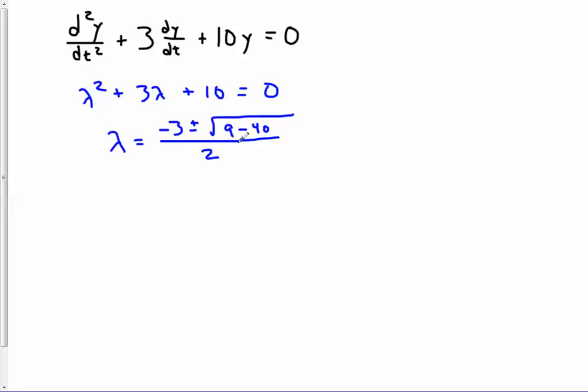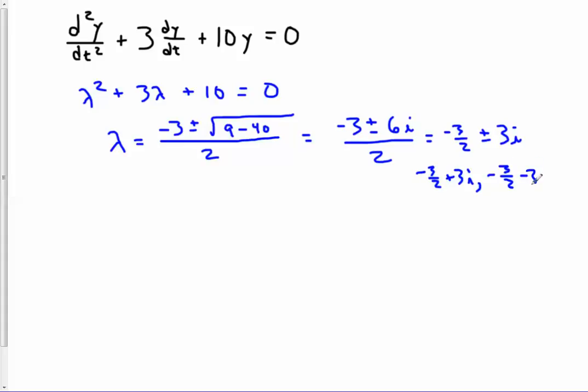And, oh, I didn't even intend for this to happen. This square root is going to come out nice. It is negative 36, but the 36 happens to be a perfect square. That was just lucky. So we get 6i. The square root of negative 36 is 6i, all over 2. I'll just write that as negative 3 halves plus or minus 3i. So our two lambdas, our two solutions, are negative 3 halves plus 3i and negative 3 halves minus 3i.